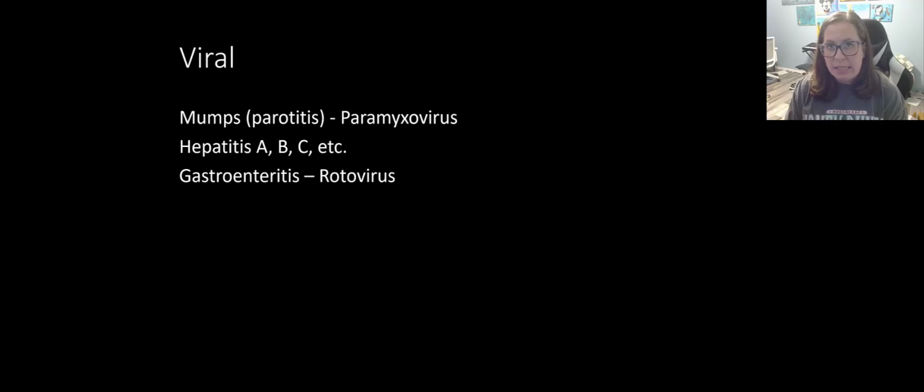We also have the different types of hepatitis viruses. There's A, B, and C. There's actually a few more, but those are the most common. Hepatitis means inflammation of the liver. So far you're seeing two that are more for those accessory organs that we talked about with the digestive system. And then last is gastroenteritis, which is caused by rotavirus.